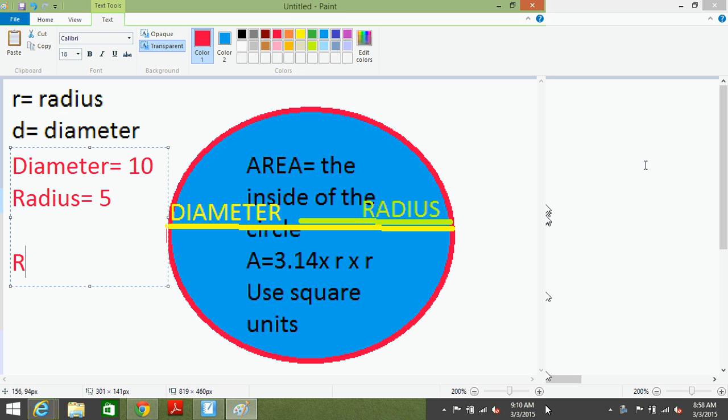Okay, let's tab down. What if I tell you the radius is 8? What's the diameter? 16. Good.